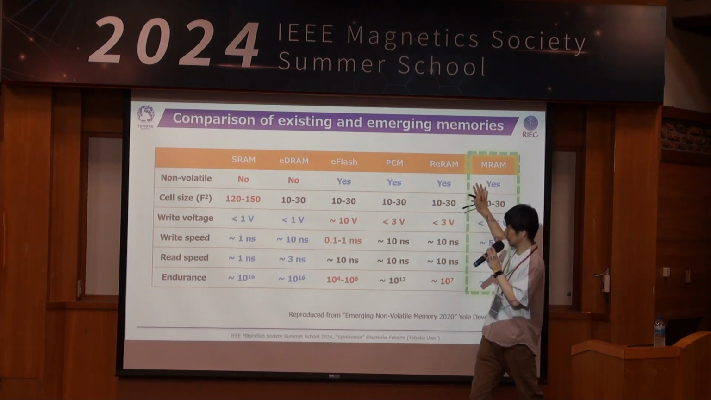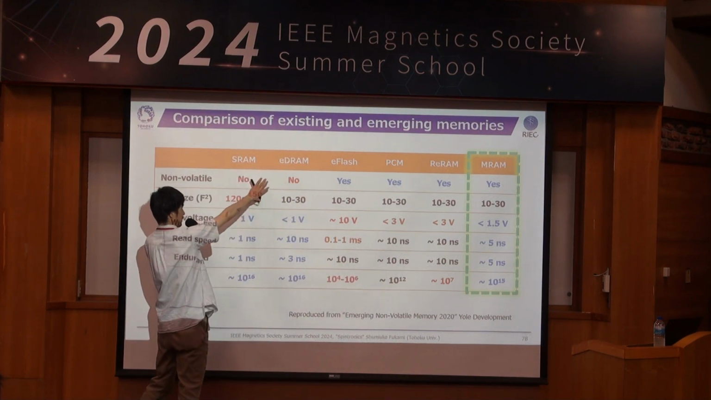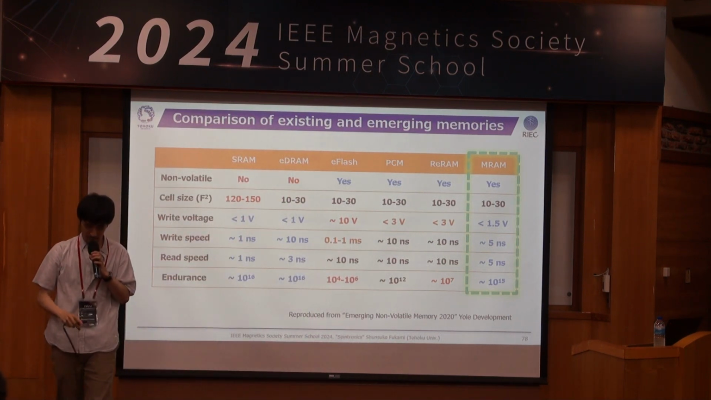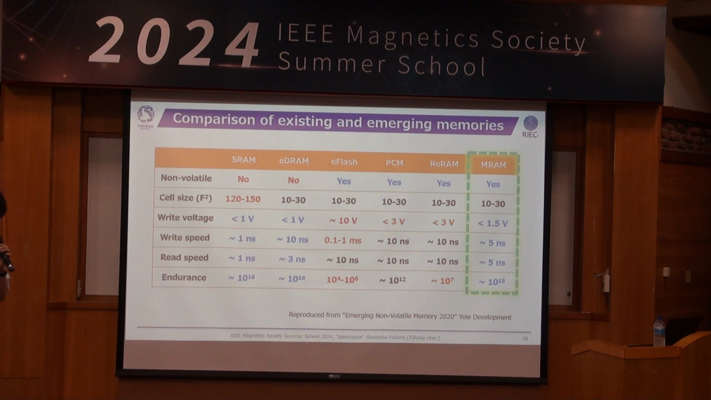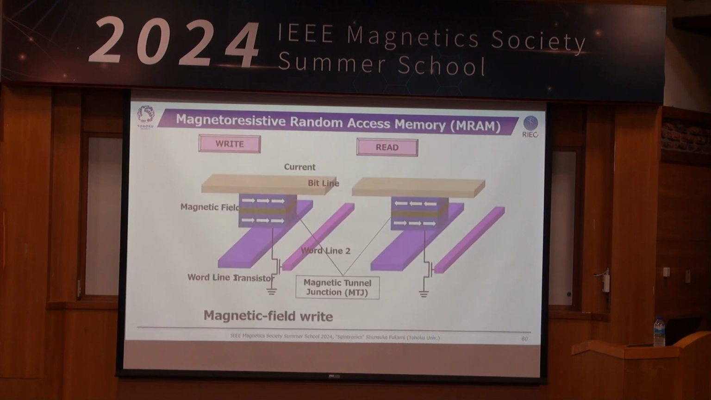So it is very promising to replace these volatile SRAM and DRAM. So this is why Spintronics is expected to be a very promising candidate to make integrated circuits low power. Okay, and so let me quickly discuss the history of the MRAM.